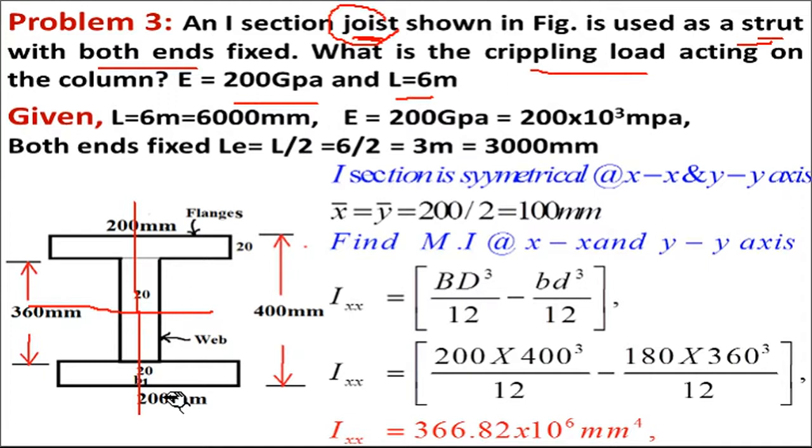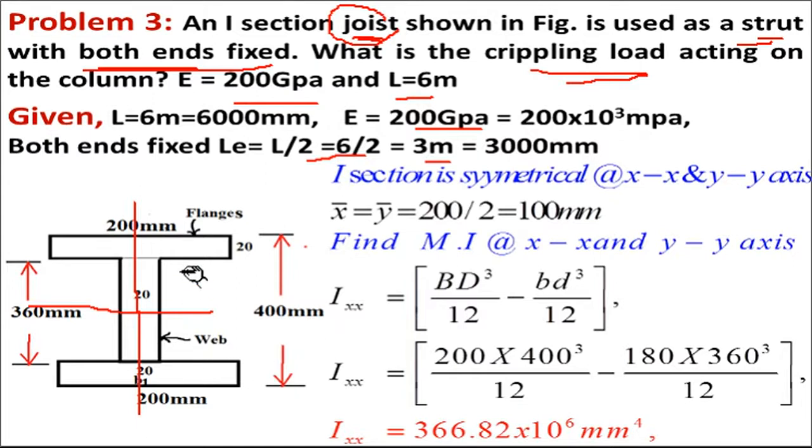But whenever it is I section having equal size flanges, means that will be symmetrical about x, y. In that case, do not worry about the moment of inertia because it is very simple to calculate. First of all, write down given things. It is fixed at both ends, so effective length will be L by 2, half of 6 meter means 3 meter, E equal to 200 GPa. And here you have to calculate the crippling load, means P you have to calculate. So before that you have to calculate moment of inertia.